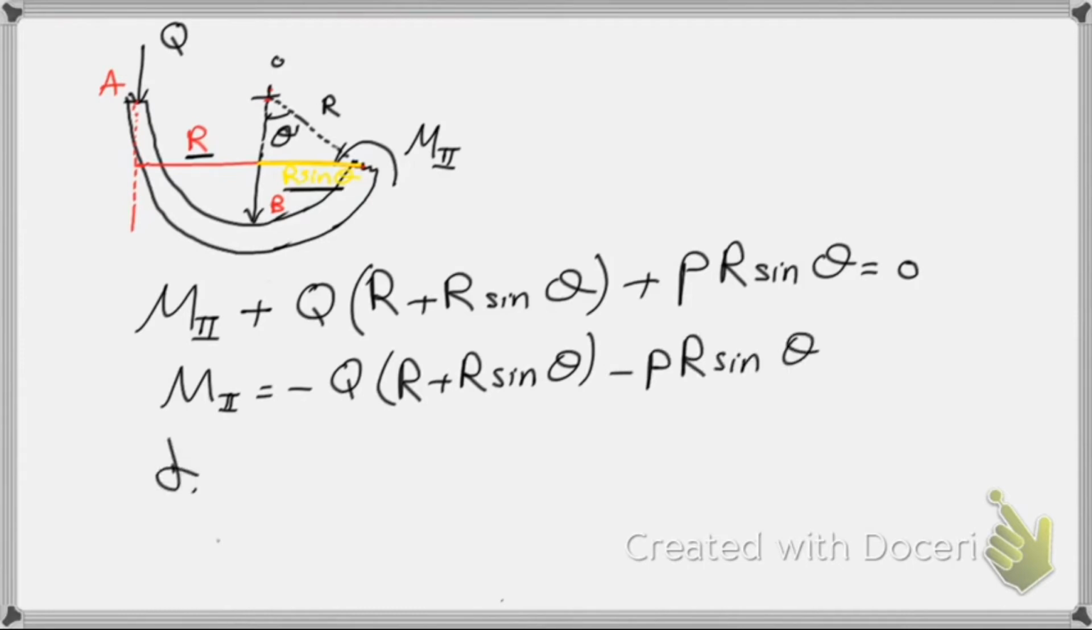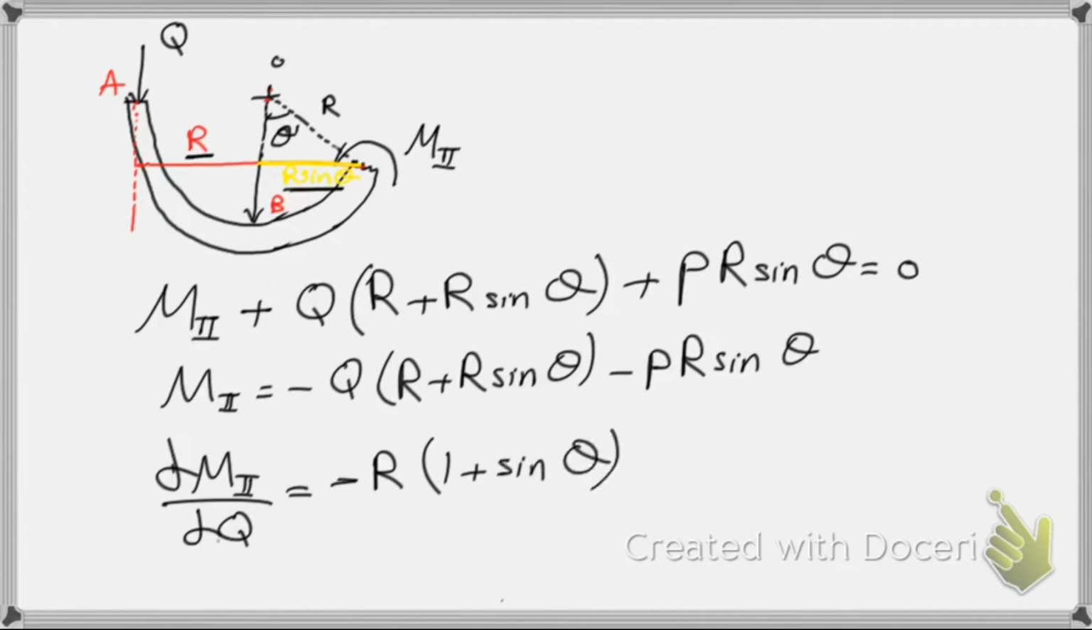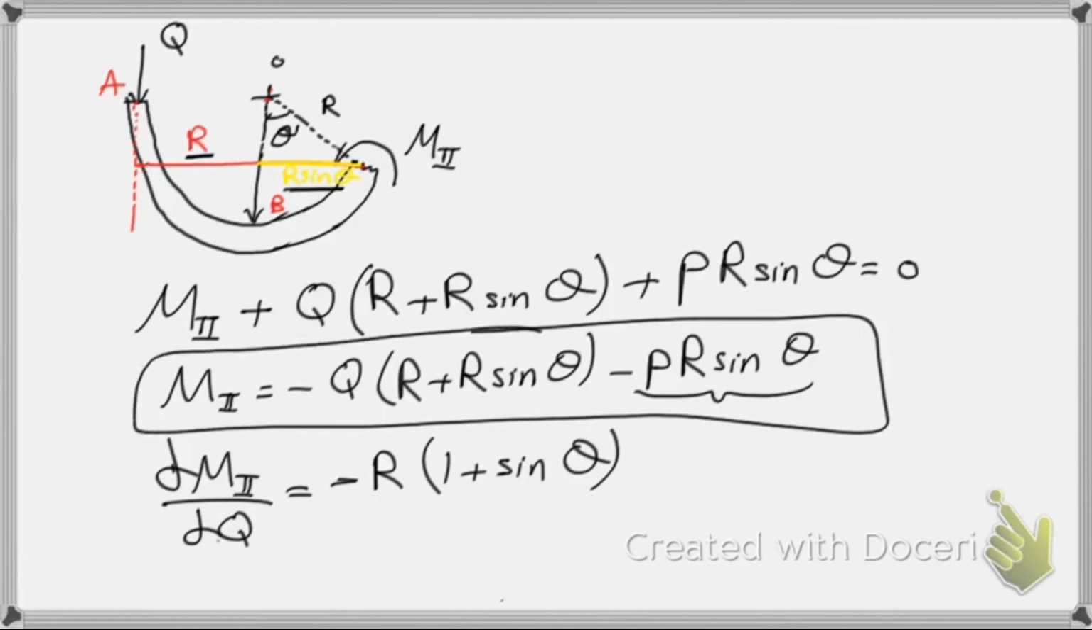So M2 is going to be equal to negative Q(R plus R sine theta) minus PR sine theta. And the partial derivative of M2 with respect to dummy load Q is going to be equal to negative R(1 plus sine theta), because the partial derivative of the other term with respect to Q is going to be 0. So we need this one to use Castigliano's theorem, and this one.